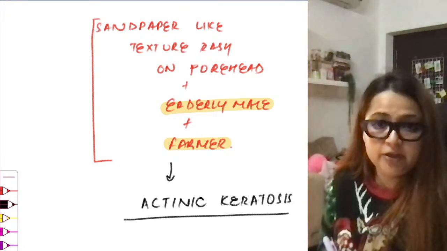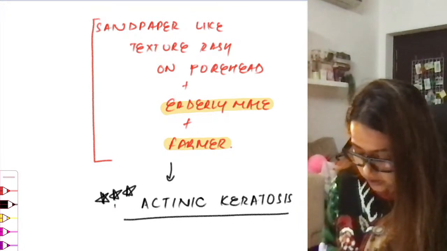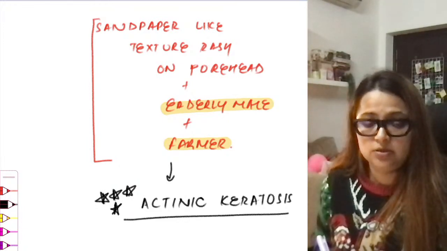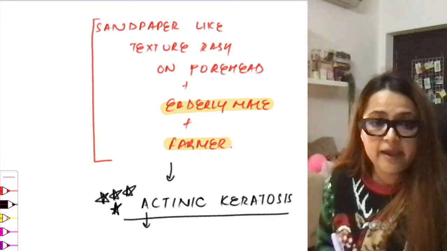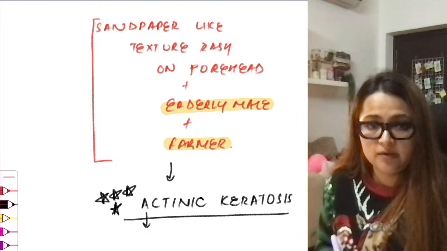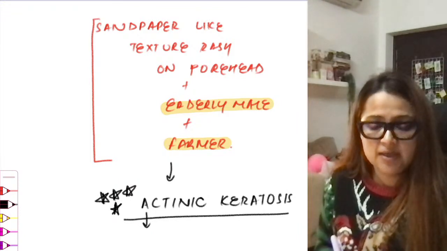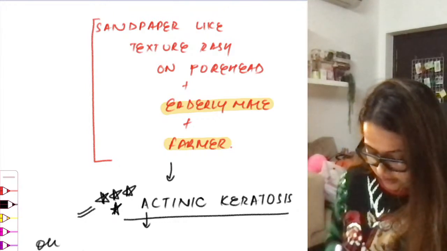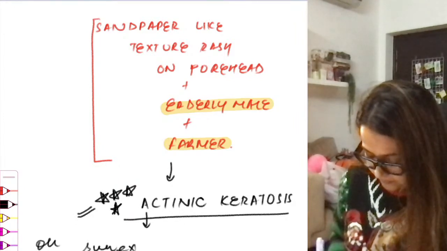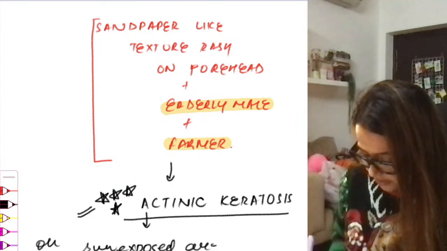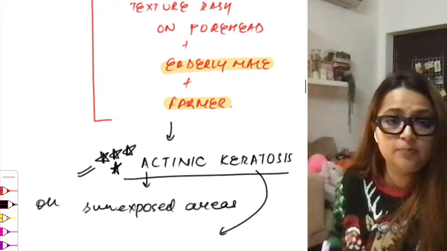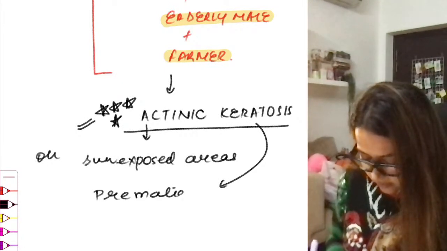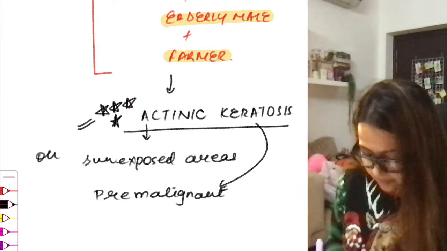This has to be dealt with in a very quick way. Why do you need to have a good index of suspicion? Actinic keratosis, the patient would be of advanced age. And actinic keratosis usually appears on the sun-exposed areas. Now, what is the problem with actinic keratosis? The problem here is that actinic keratosis is a pre-malignant condition.